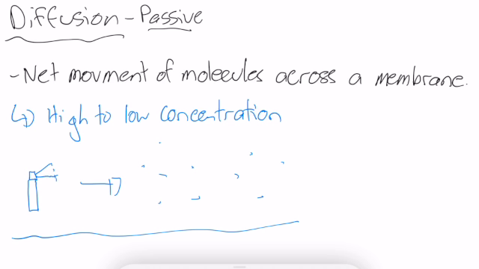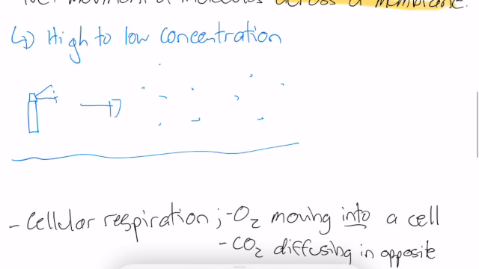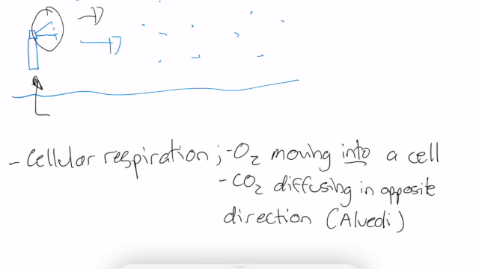So the first type of transport we're going to talk about is diffusion, which is your example of a passive transport. A definition of diffusion is the net movement of molecules across a membrane. A common example of diffusion in a real-world sense is using something along the lines of an aerosol can. As you spray the aerosol can, the particles from the spray are diffused into the room, such that they move from a high to low concentration. So that's an example of diffusion.